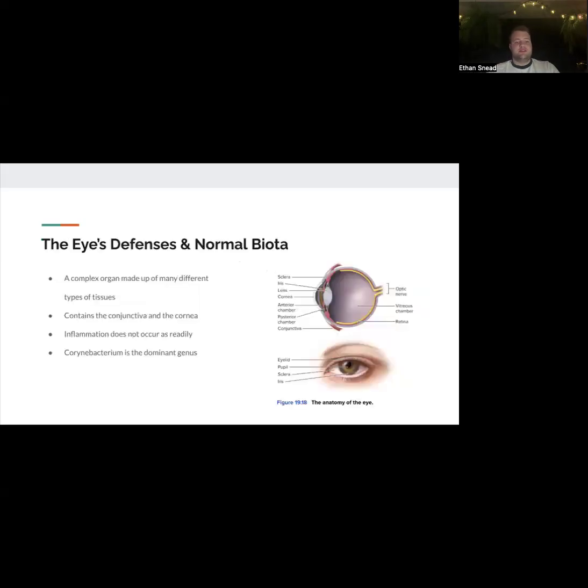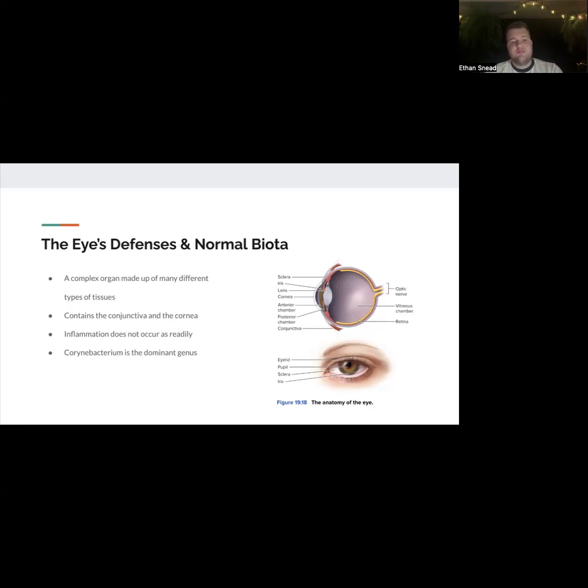Next, we're going to discuss the eye. Now, the eye has defenses and a normal biota, and the eye is a very complex organ made up of many different types of tissues, but we won't discuss these tissues today. Those will be discussed later. But the eyes contain a conjunctiva and a cornea.